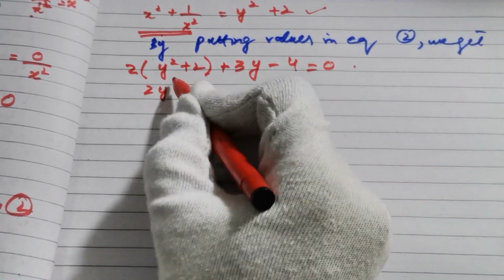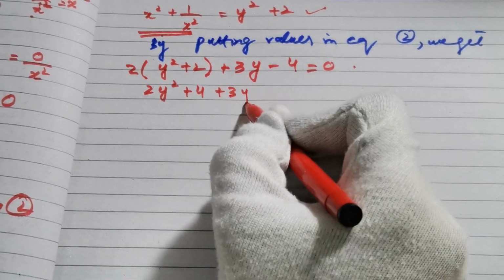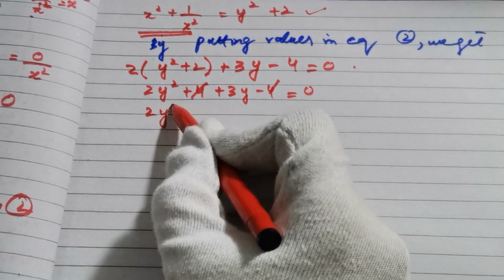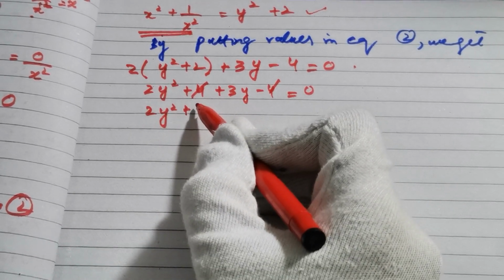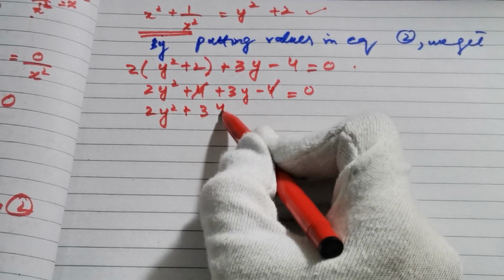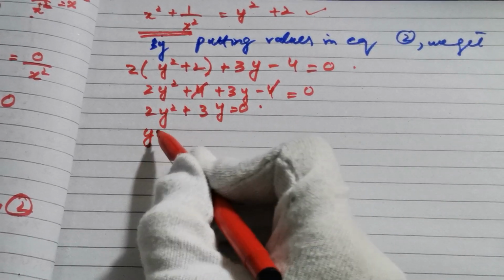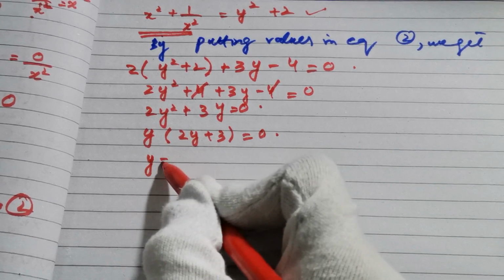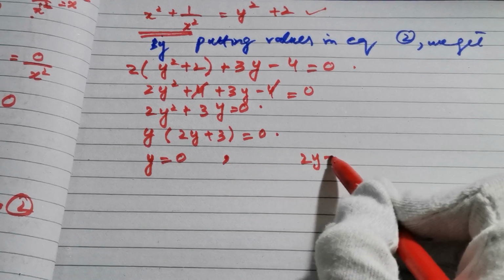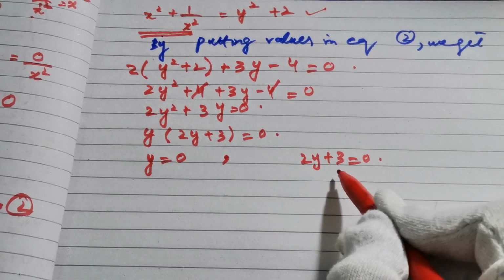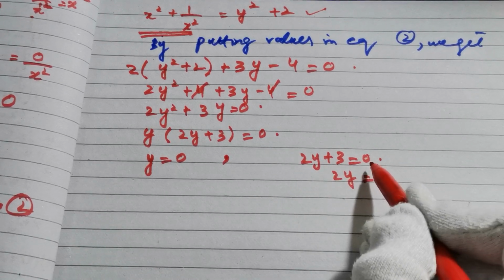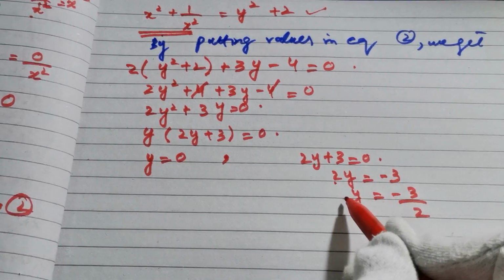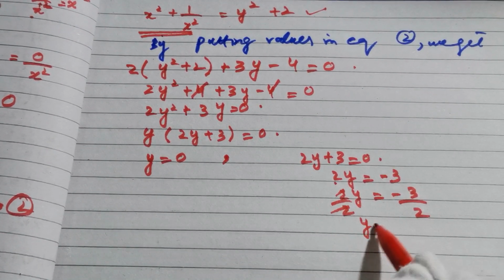Now we solve this equation. 2y square plus 4 plus 3y minus 4 equal to 0. Plus 4 and minus 4 cancel, so 2y square plus 3y is equal to 0. So y is common, and we get y times 2y plus 3 is equal to 0. So first, y is equal to 0, and next we take 2y plus 3 is equal to 0. 2y is equal to minus 3, positive 3 becomes negative 3 when taken to the right side. y is equal to minus 3 by 2.